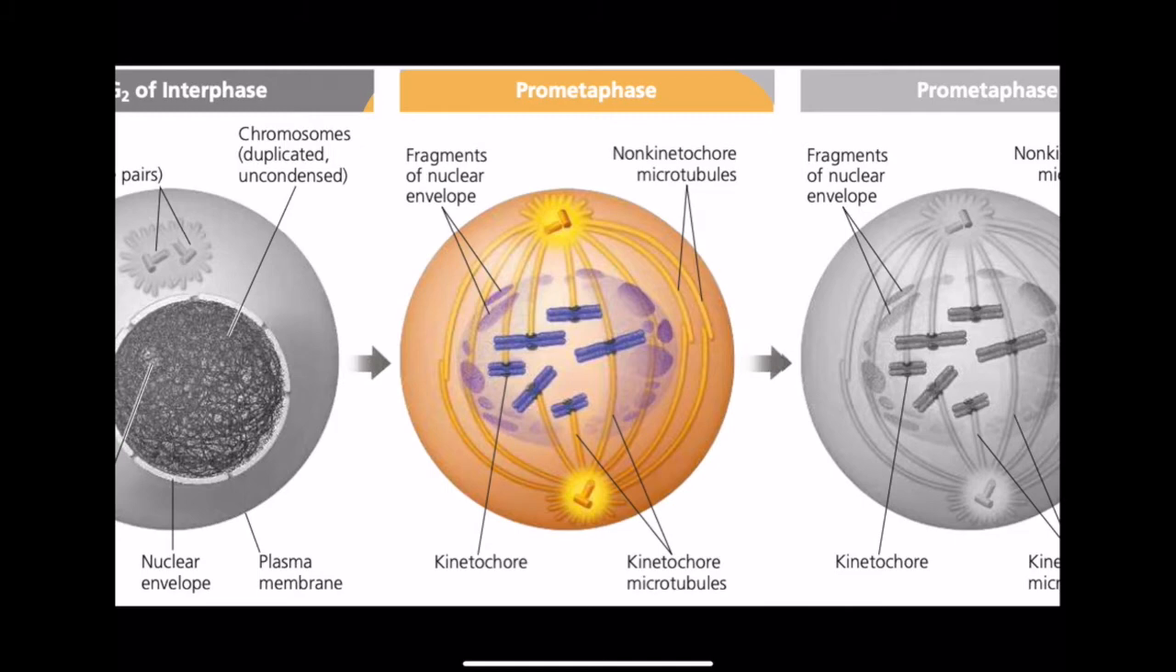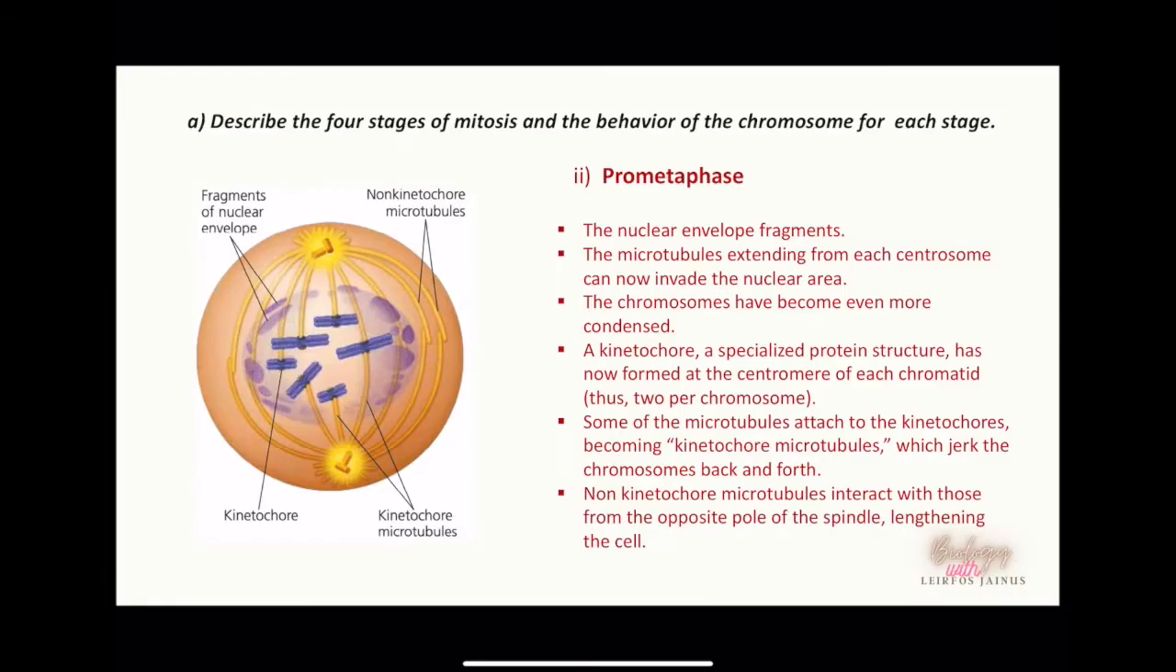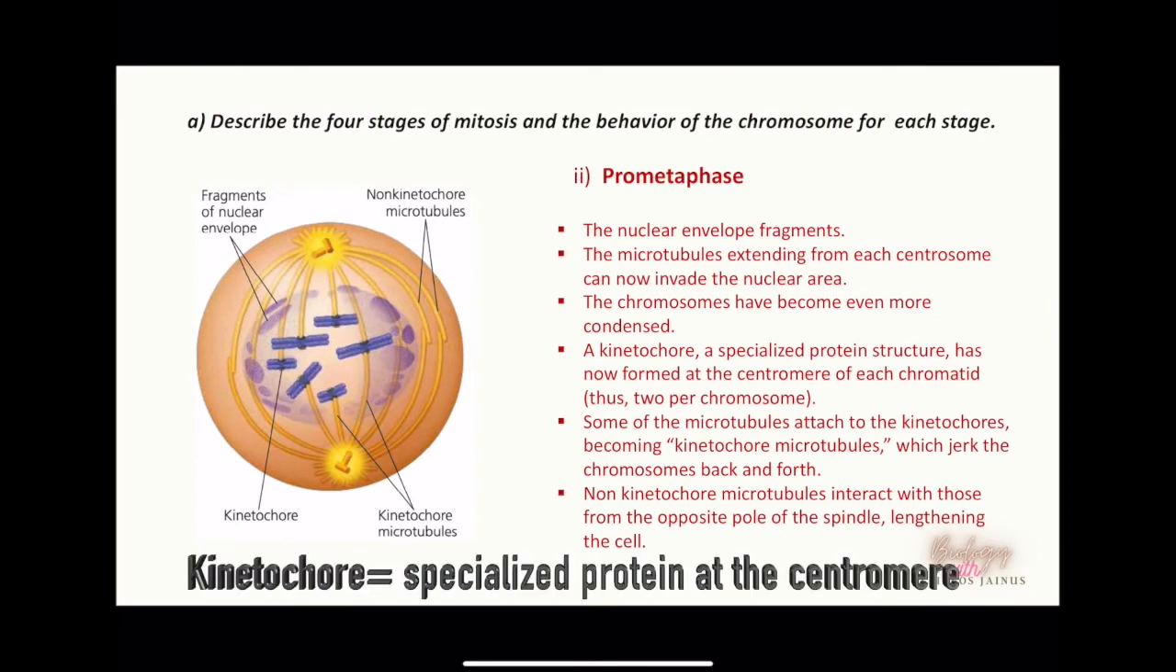Remember, in our syllabus, prometaphase is not the main stage in mitosis. However, let's take a look at the events that occur during prometaphase. During prometaphase, the nuclear envelope breaks into fragments. The microtubules extending from each centrosome can now invade the nuclear area. The chromosomes have become even more condensed. A kinetochore, a specialized protein structure, has now formed at the centromere of each chromatid.